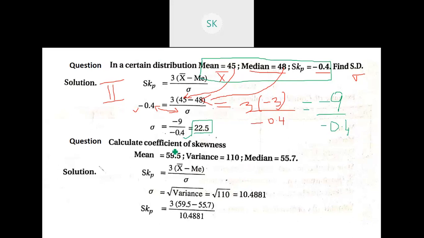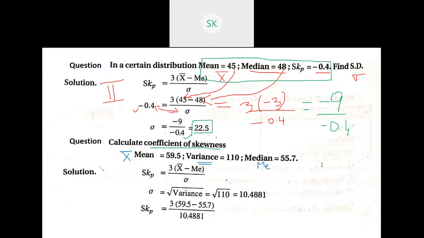Okay. Now let's see the next question. Calculate coefficient of skewness. So they're asking us to calculate the coefficient of skewness, and let's see what all data is given to us. We have mean. Okay, x bar is given. X bar is equal to 59.5. Then we have variance. Okay, they have not given us standard deviation, but they have given us variance where we can find out the standard deviation. And then again they have given us the median. So since median is given and mode is not given, which formula do we use? First formula or the second formula?